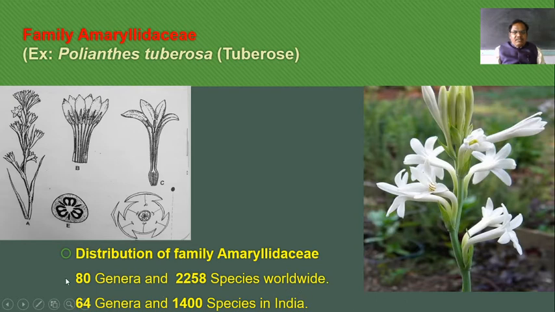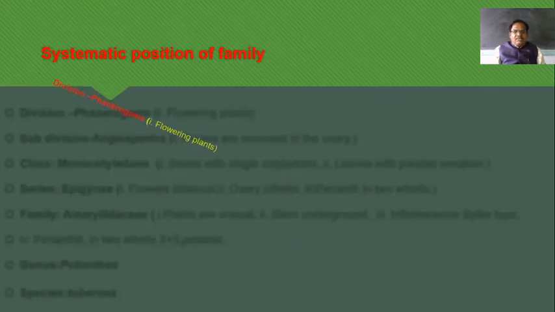The Amaryllidaceae family has 80 genera and 2258 species distributed throughout the world, and out of these, 64 genera and 1400 species are reported from India. This means this family is not small, it is a large family, and maximum members are reported from India as Indian species. Then the classification of this family.